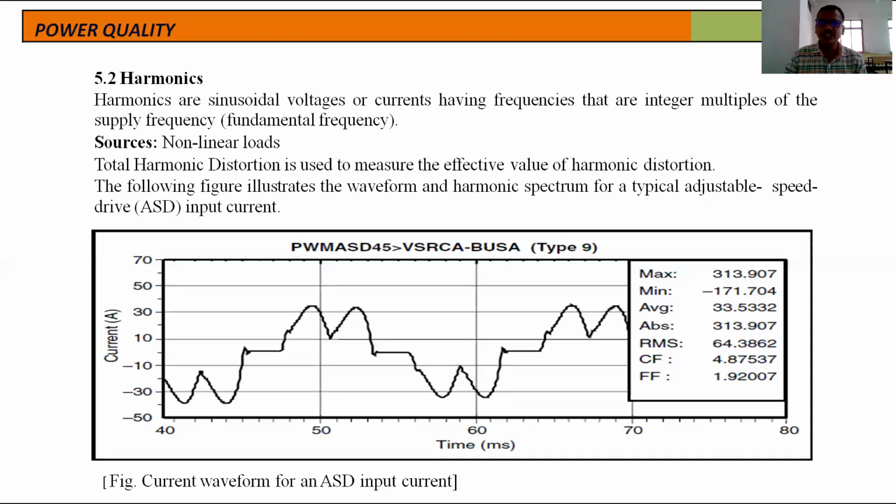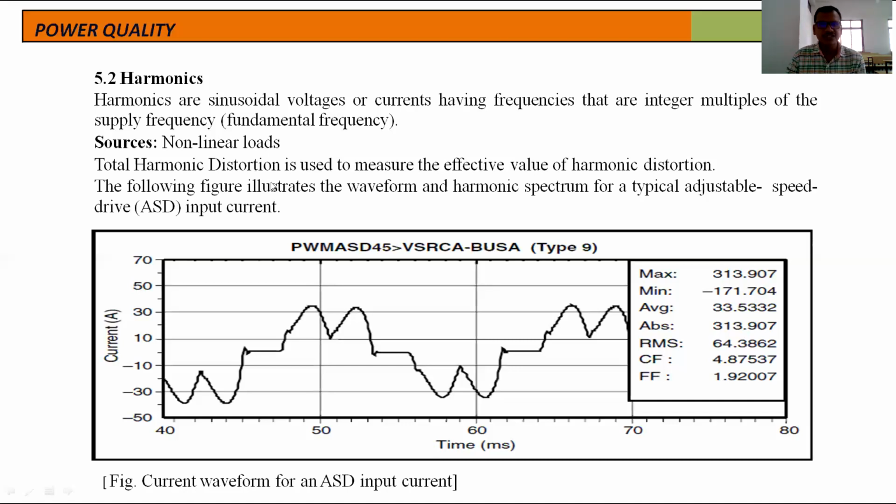The major cause of harmonics is non-linear loads. All non-linear loads will produce harmonics. The total harmonic distortion is used to measure the effective value of harmonic distortion. So how much harmonic content is present in the given waveform is determined by total harmonic distortion. This is a measure used to determine the harmonic content in the given waveform.